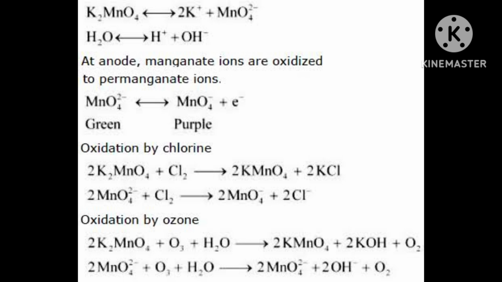Finally you will get the reaction. I am telling you: Cr2O7 2- plus 14H+ plus 6Fe2+ gives the final product 2Cr3+ plus 6Fe3+ plus 7H2O.